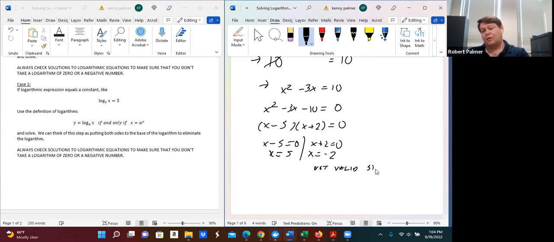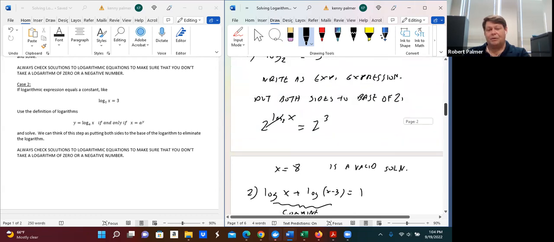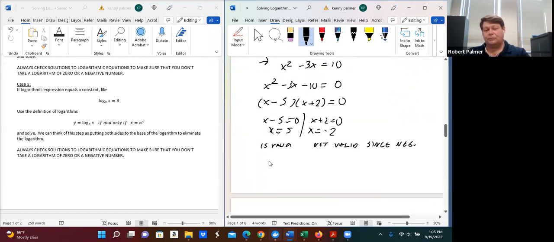Okay. Since it's positive, this one is valid. You can double check that. It's possible in a logarithmic equation to have no solution at all, but in this case, it will be valid because we look back, plug 5 in here, that's valid. Take log of a positive. 5 minus 3 is still positive. So our only solution then is x equals 5 to this equation.